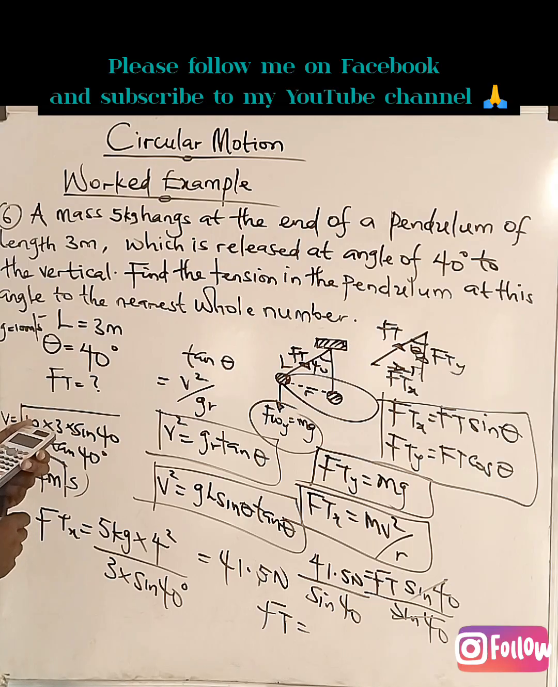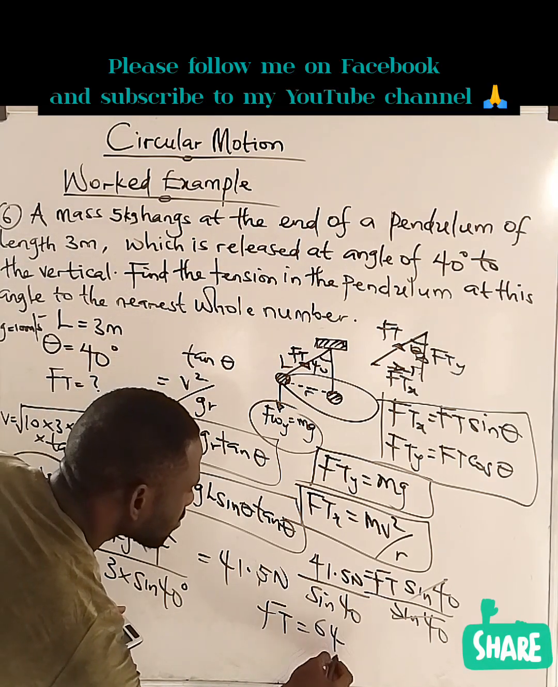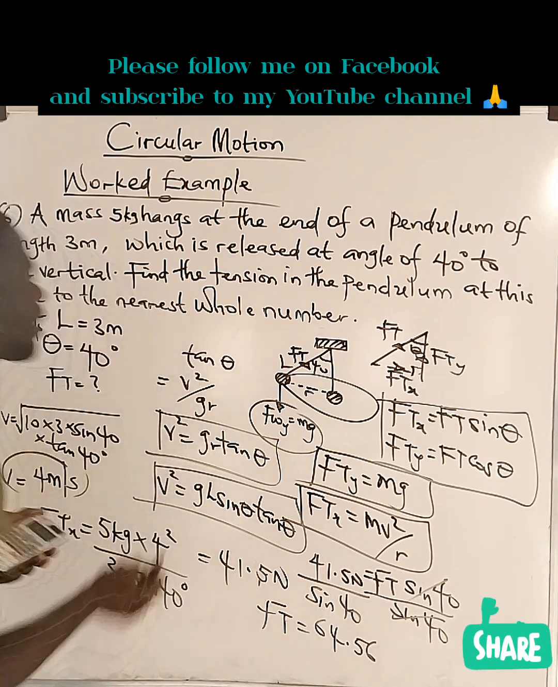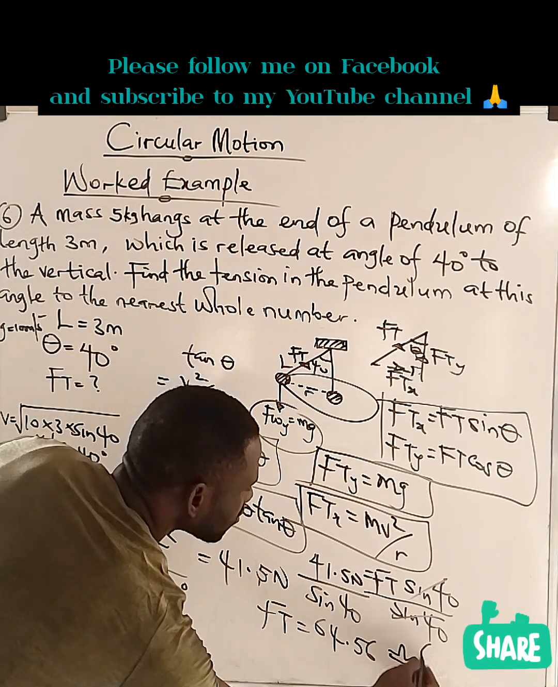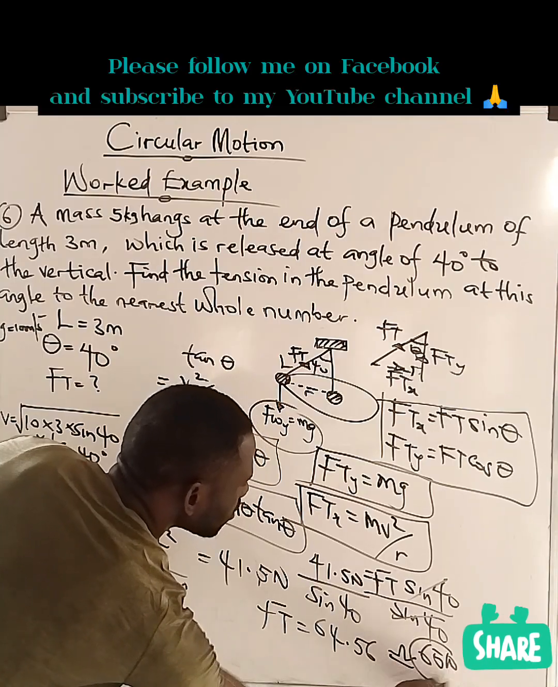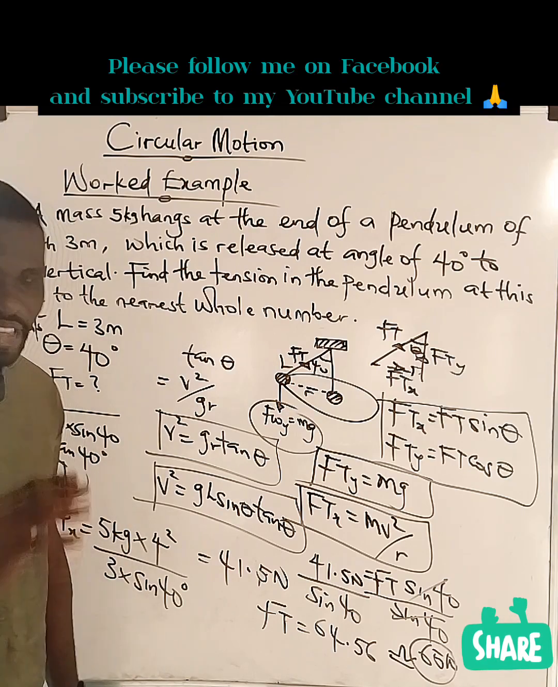What do we have? 64.56. Now don't forget, to the nearest whole number is equal to 65 Newton. This is the force of tension in this very pendulum cord. As simple as ABC. Very, very easy.